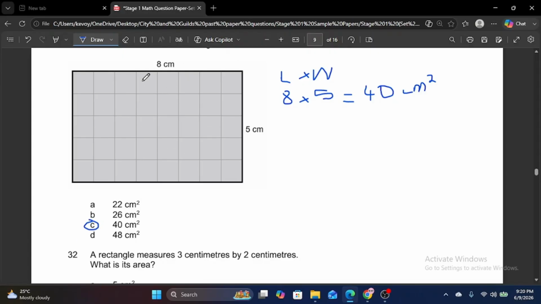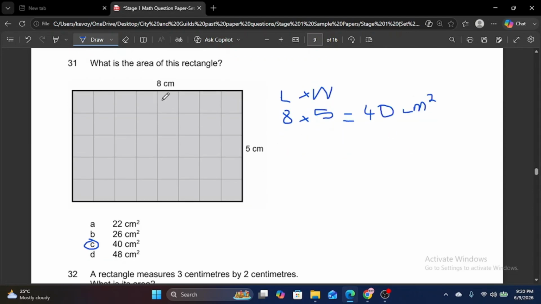Also, another trick to it as well: whenever you are asked to find the area and you see squares inside, if you count the squares inside, you should get the area as well. So if you don't remember the formula, or you don't remember to multiply, if you want to find the area of a rectangle and the squares are inside, you should be able to count the squares inside and get the answer as well. So that's if you want to.